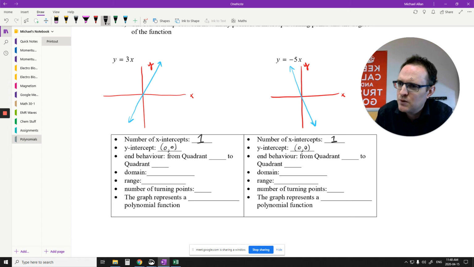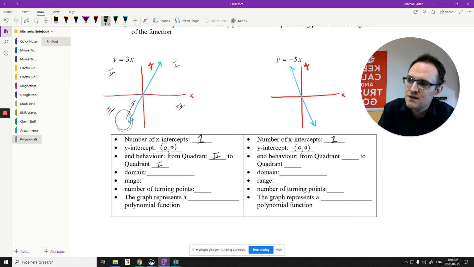Now the key part is, what's the difference between the end behaviors? So this first one's starting off in this quadrant down here. Remember, this is 1, 2, 3, and over here is 4. That might be useful for later. So it starts off in quadrant 3, and then goes up from left to right to quadrant 1. Look at the other graph. It starts off in quadrant 2 and goes down to quadrant 4.